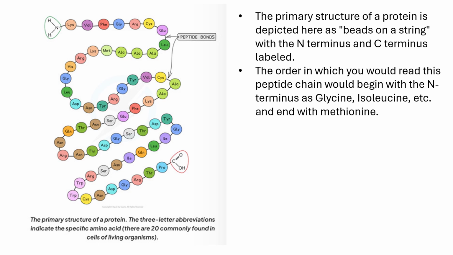Okay, so you can see the primary structure of a protein. The three-letter abbreviation indicates a specific amino acid. There are 20 commonly found in cells of living organisms. So lysine, valine, phenylalanine. Again, we have glycine, arginine, cysteine, leucine, alanine, methionine, arginine, lysine, histidine, glycine, leucine. So all the different amino acids are connected like beads.